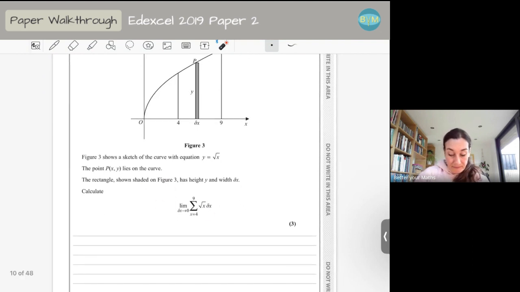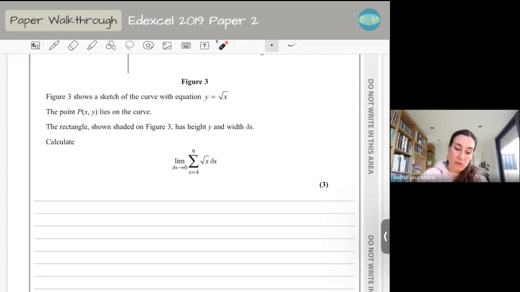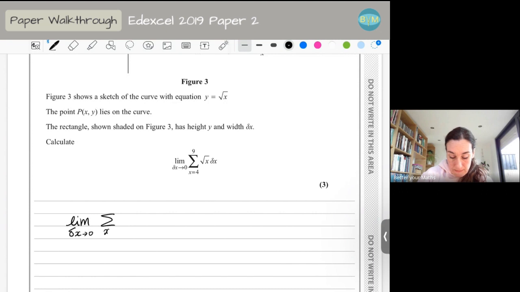This limit is just the integral, and you need to remember for these questions, it's just 3 marks, so it's not the end of the world if you don't do this question, but it's quite simple. You don't have to do the limit. You need to remember that this limit is really an integral. So the limit of the sum of root x delta x is going to be the definite integral between these two values, 4 and 9, of the function that you have, root x, dx. You just need to remember this, and the questions are going to be easy.